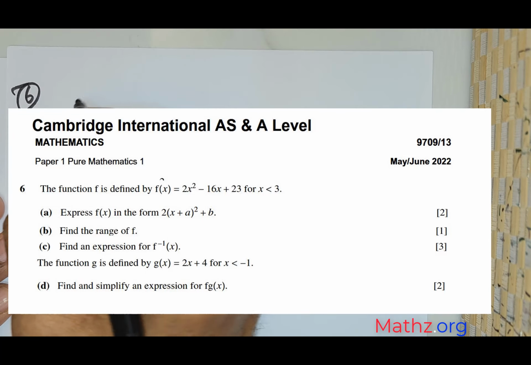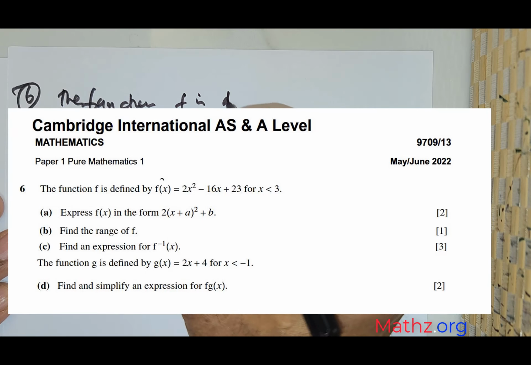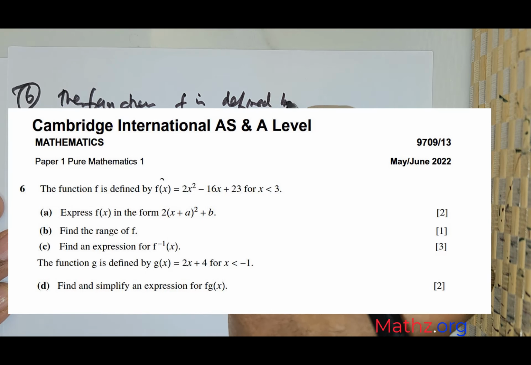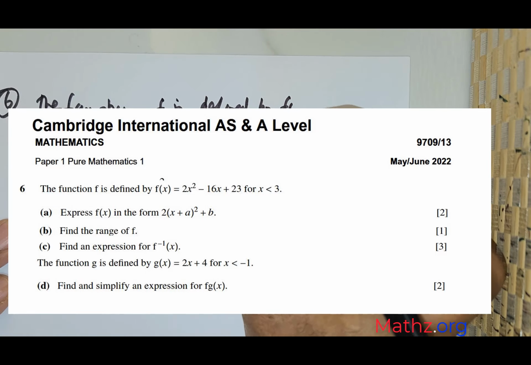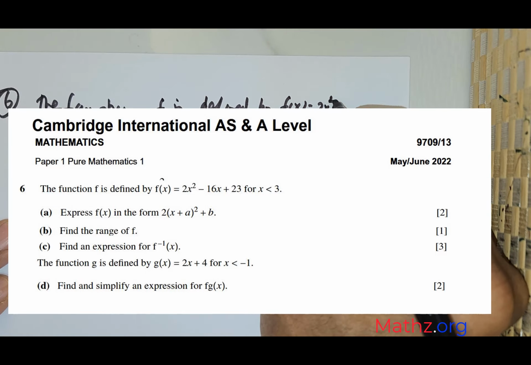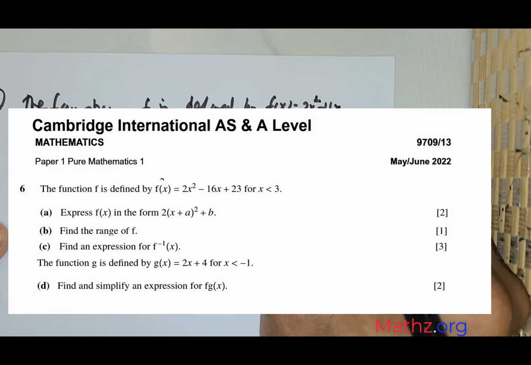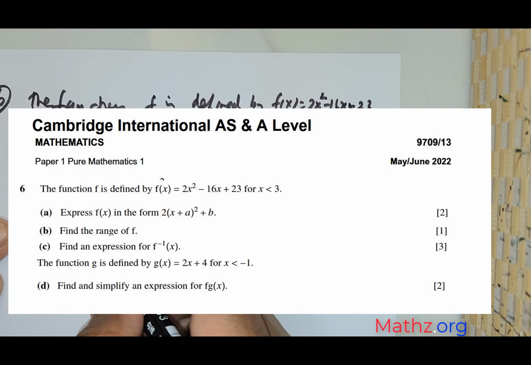Now let's do question number 6. The function f is defined by f of x is equal to 2x squared negative 16x positive 23 for x less than 3.